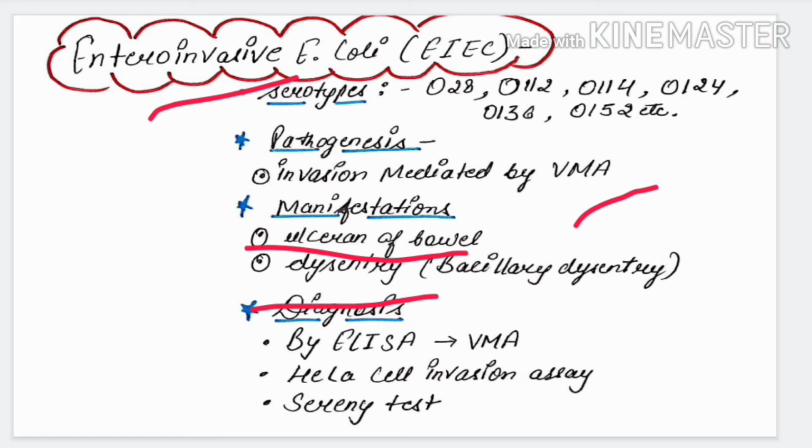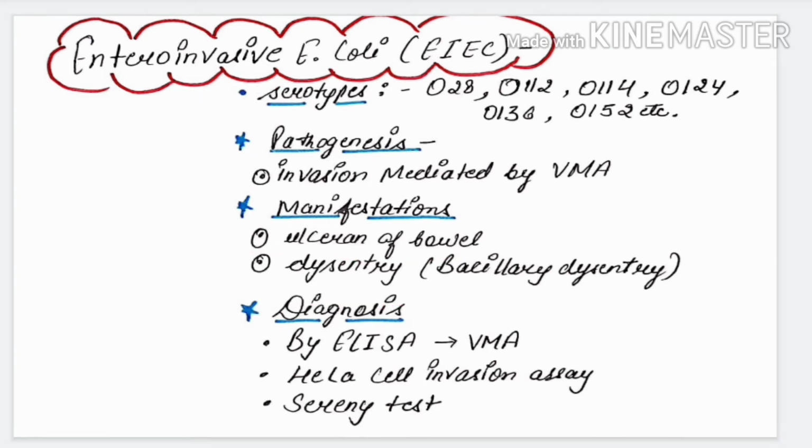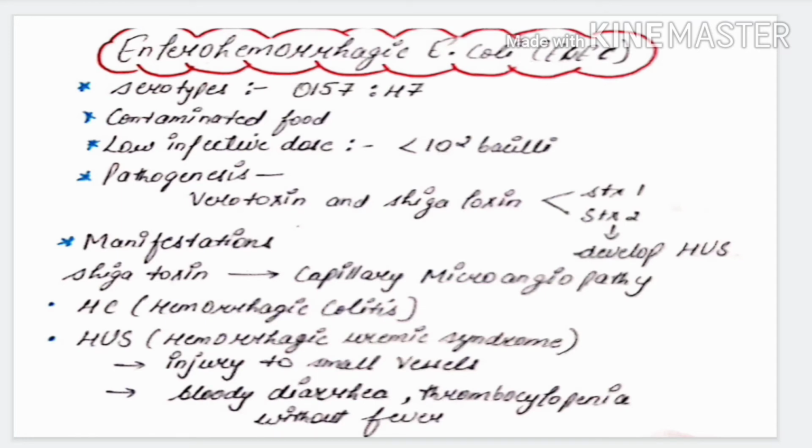Last thing is diagnosis. It can be diagnosed with the help of ELISA. Next is the HeLa cell invasion assay, and the last is the Sereny test. What do we do in the Sereny test? We take a suspension of bacteria and inoculate that suspension into the eyes of a guinea pig, which will produce conjunctivitis. In this way we can detect this enteroinvasive E. coli. Now the next we have is the Enterohemorrhagic E. coli.